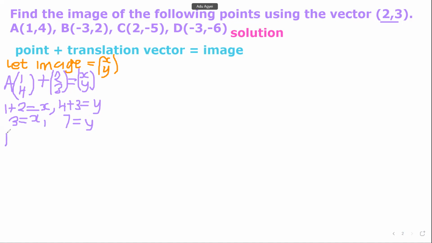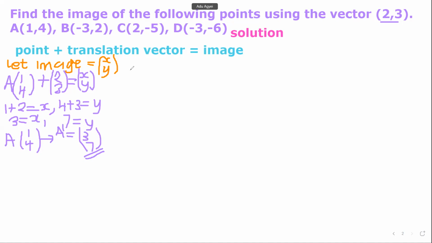Therefore, when point A, which is (1, 4), moves 2 right, 3 up, that is the translation vector. Therefore, the image, or A prime, will be (3, 7). Okay, good, so that's the image. So when point A is moved 2 right, 3 up, the new image that will form there will be (3, 7).